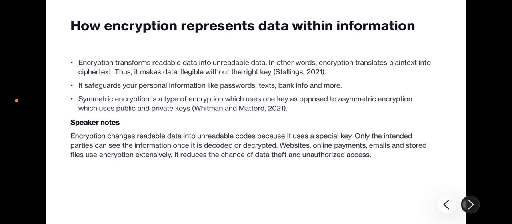Encryption changes readable data into unreadable codes because it uses a special key. Only the intended parties can see the information once it is decoded or decrypted. Websites, online payments, email, and stored files use encryption extensively. It reduces the chance of data theft and unauthorized access.